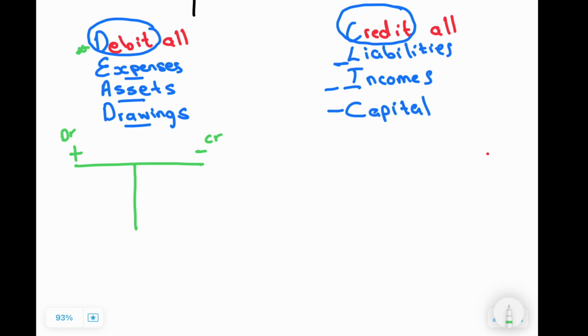Then moving on to our CLIC abbreviation, the T accounts for the CLIC accounts will look like this. We said they increase on which side? Credit side. So the plus will be on the credit side while the minus will be on the debit side. If you have a liability account, the account will look like this. If you have an income account, it will increase on the credit side and decrease on the debit side, and so does the capital account. I hope you understand. So I'm just going to give you an example.